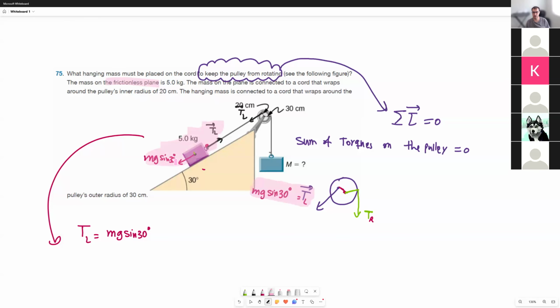Are we good? Next, what's going to be TR? TR is going to be equal to big MG.